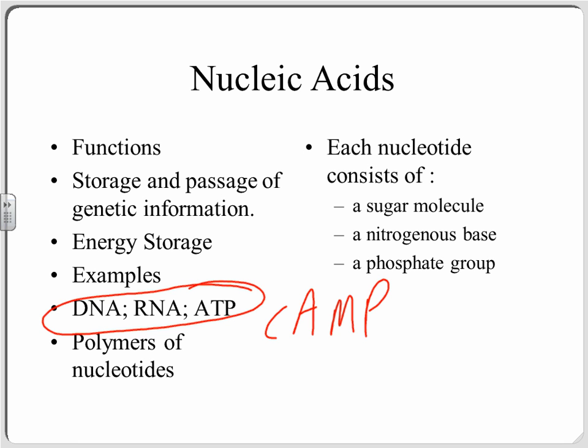Realize that, like pretty much all biological chemicals, they're big molecules, right? They're macromolecules. They're polymers. The monomers that make up nucleic acids are called nucleotides. In the next class, we'll talk about what a nucleotide looks like and how it works. Let me stop the computer there.